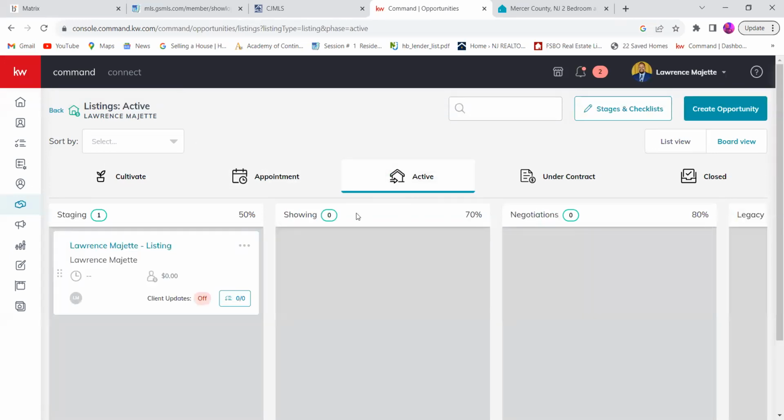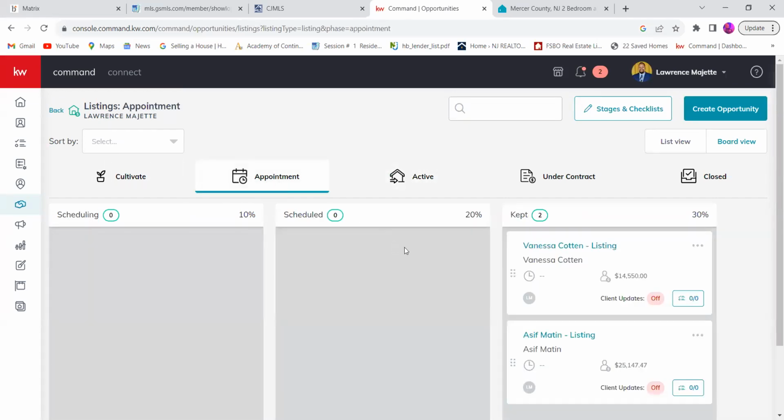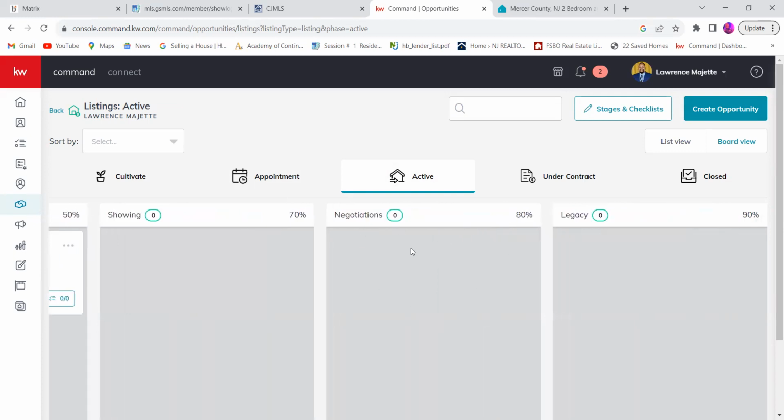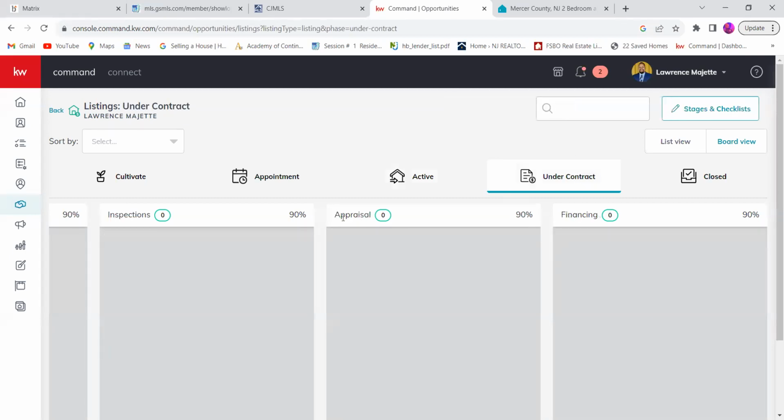So once we get to active, right, we're staging the home. This is after the appointment. This is after we were scheduling it with them. We scheduled it. They kept the appointment. We went to the appointment. We got the listing agreement, right? So now we're active. Now we're staging the home, getting it ready for pictures and stuff. Then we're going to start showing the home. We're going to go through negotiations. And then legacy just means that your past negotiations, you're on your way out of attorney review and you're going into appraisal and things like that.